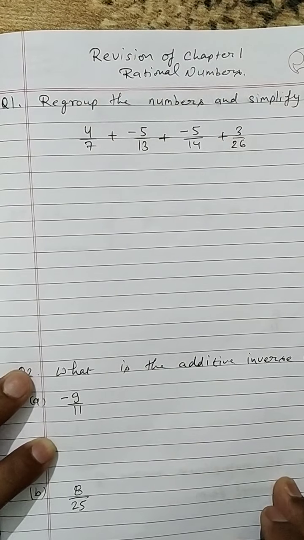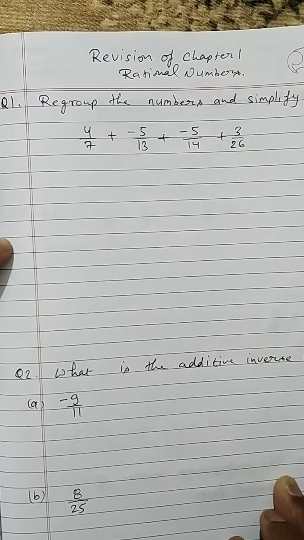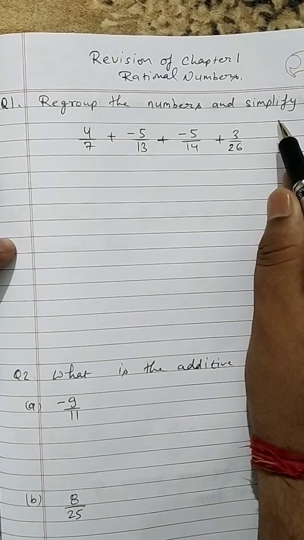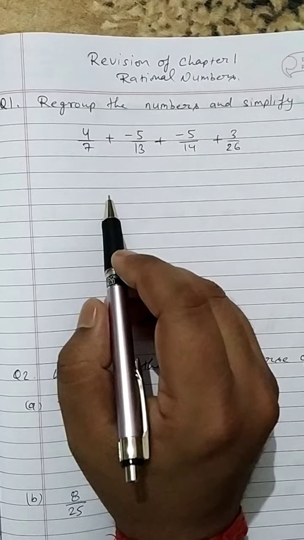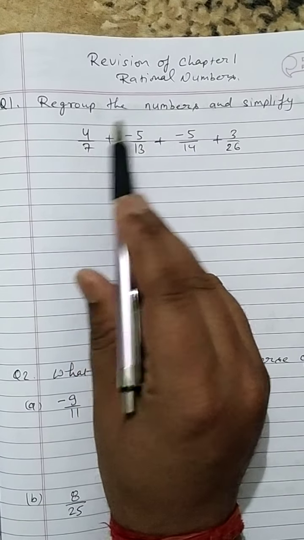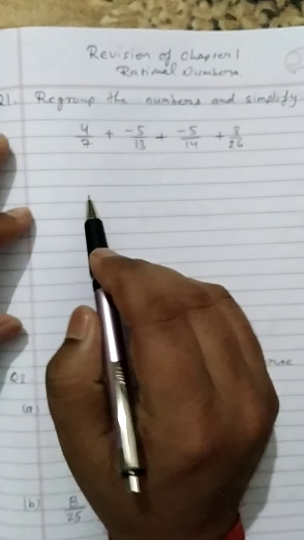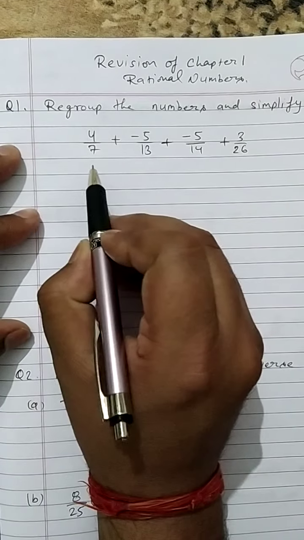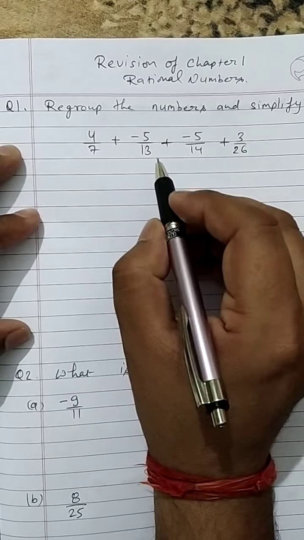Hello students, today we are going to revise chapter 1, rational numbers. Our first question is: regroup the numbers and simplify. Regrouping means to make the combination of the rational numbers in such a way that taking the LCM of the denominators is easy. So the LCM of 7 and 14 is easy, and the LCM of 13 and 26 is easy.